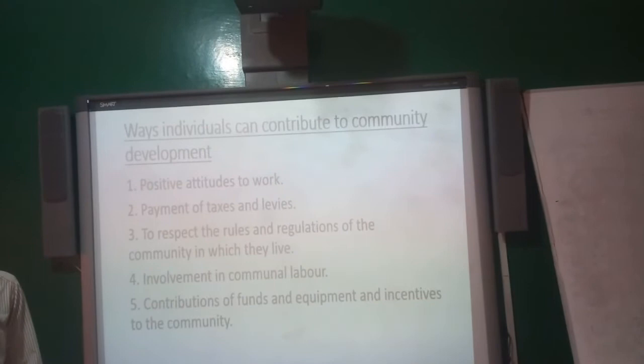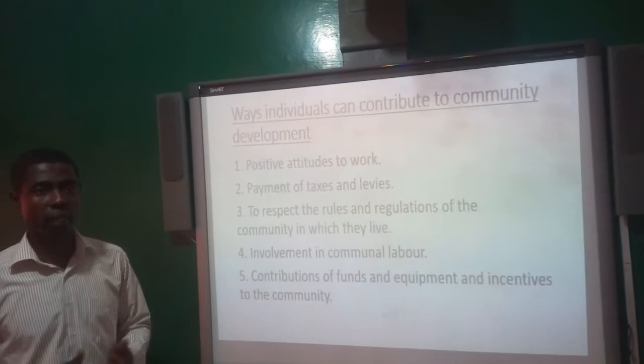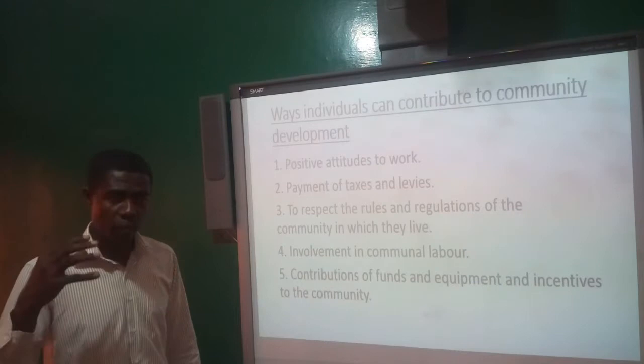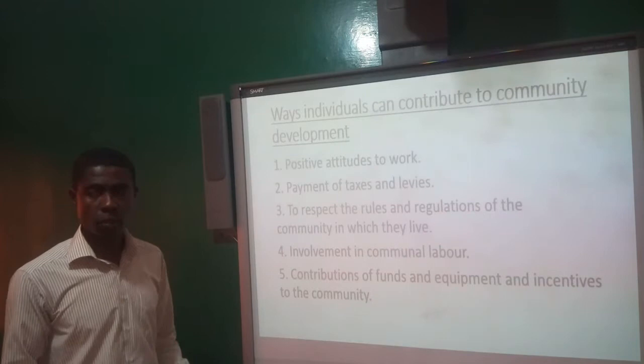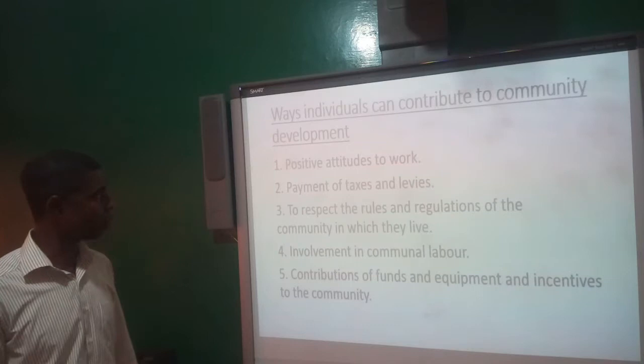Now, when we say positive attitude to work, I think you can give examples of what we are talking about. Being punctual to work, being hardworking, being dedicated to work, and being committed to whatever you are assigned to do, not being late and all that. So as an individual, one of your major contributions to the advancement of your community is to exhibit positive attitude to work.